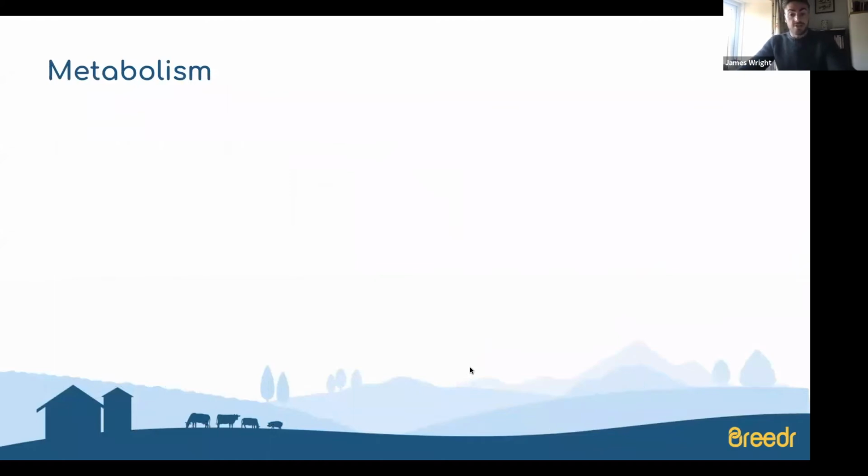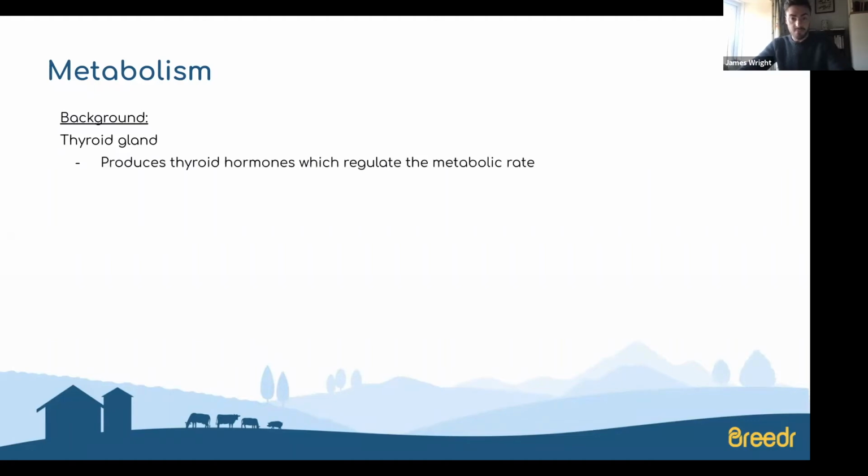And so just the last little bit then to cover is the overall metabolism. Your metabolism is effectively how all of your processes within the body work, and at what rate they work. And they are controlled by the thyroid gland, which produces thyroid hormones. And it's these hormones that regulate that metabolic rate.